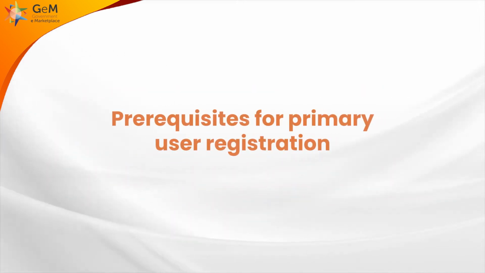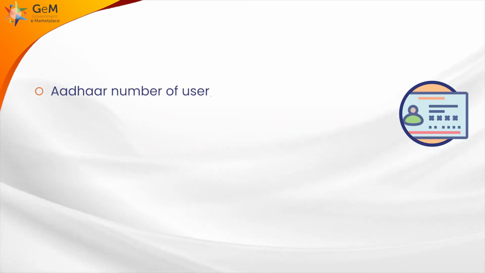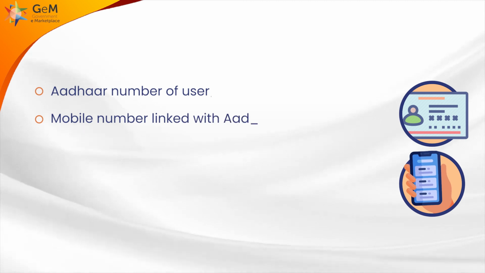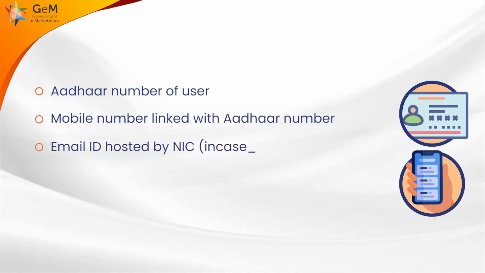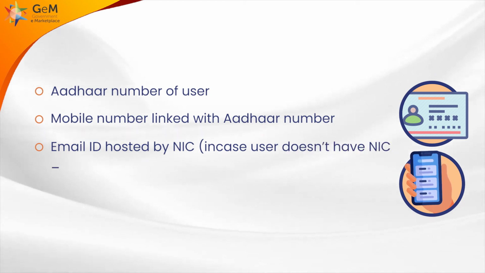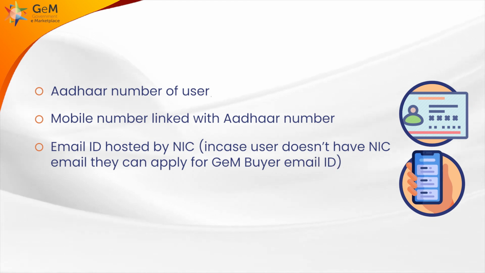Prerequisites for primary user registration are: 1. Aadhaar number of user. 2. Mobile number linked with Aadhaar number. 3. Email ID hosted by NIC. In case user doesn't have NIC email, they can apply for GEM buyer email ID.